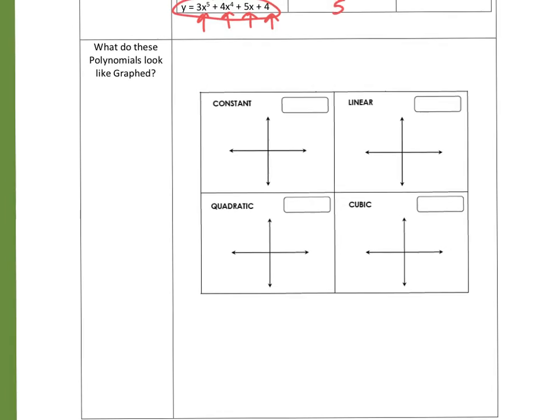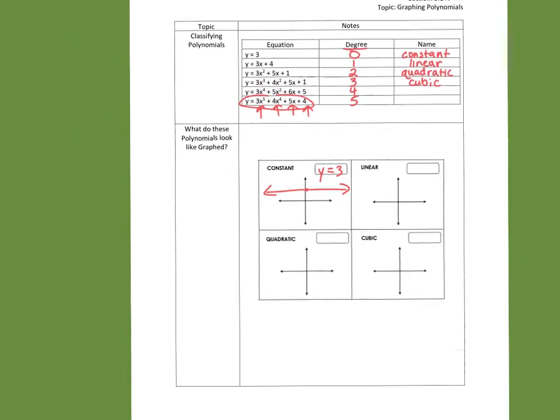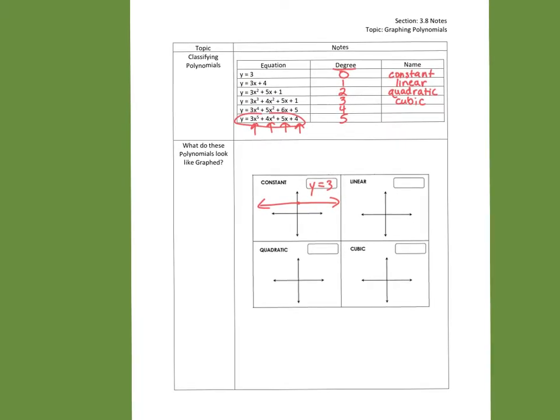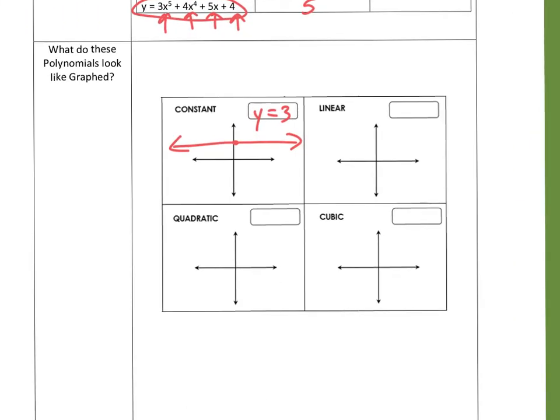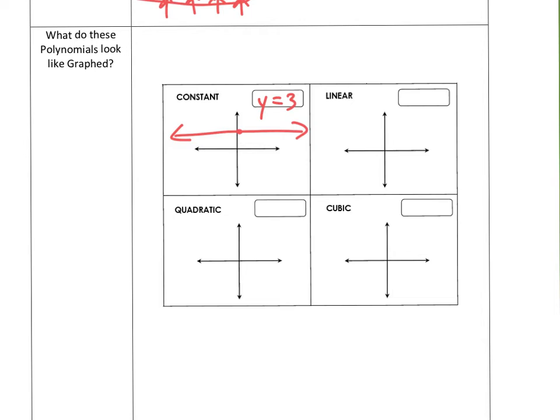So then, what do these polynomials look like when they're graphed? We know what a constant looks like. For instance, our above example was y equals 3. If we graph that, it would be a horizontal line through the point 3 on our y-axis. It would look something like that. Does that cross my x-axis? No. Didn't we say it had a degree of 0? Yeah, so make note of that. If it has a degree of 0, it doesn't cross your x-axis.